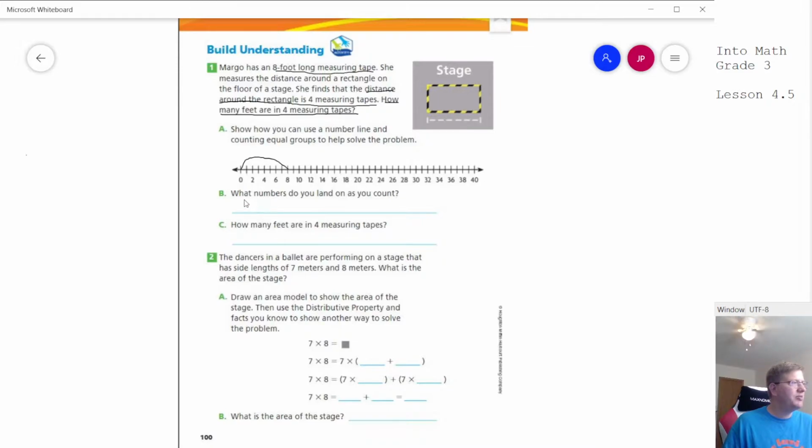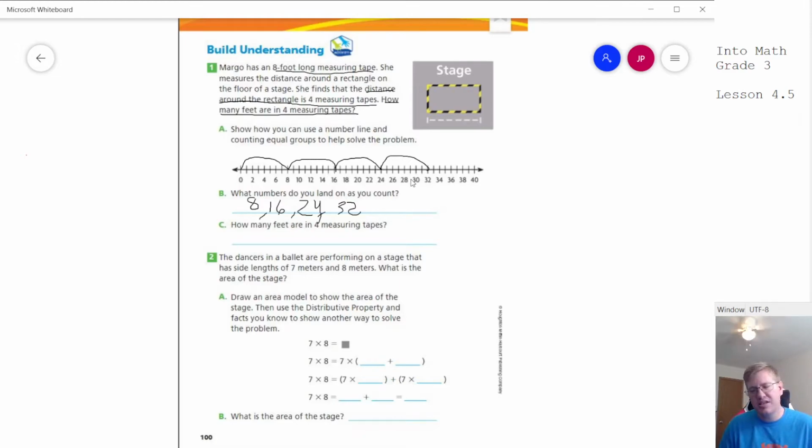So our first number we would land on as we count would be 8. And then we're going to keep going. 8, 16. And then we would keep going. We would next land on 24. And the last number we would land on, oops, I missed my comma. There we go, would be 32.